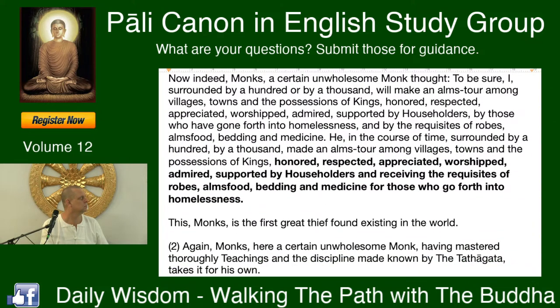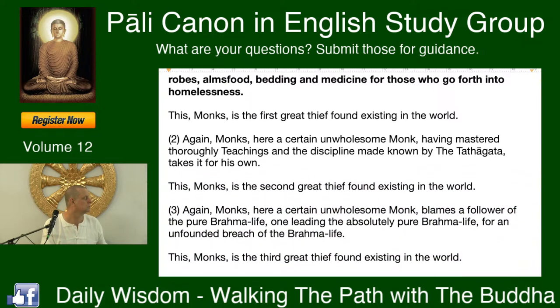Now indeed, monks, a certain unwholesome monk thought, to be sure, I, surrounded by 100 or by 1,000, will make an alms tour among villages, towns, and the possessions of kings, honored, respected, appreciated, worshipped, admired, supported by householders, by those who have gone forth into homelessness, and by the requisite of robes, alms food, bedding, and medicine. He, in the course of time, surrounded by 100, by 1,000, made an alms tour among villages, towns, and the possessions of kings, honored, respected, appreciated, worshipped, admired, supported by householders and receiving the requisite of robes, alms food, bedding, and medicine for those who go forth into homelessness. This, monks, is the first great thief found existing in the world.